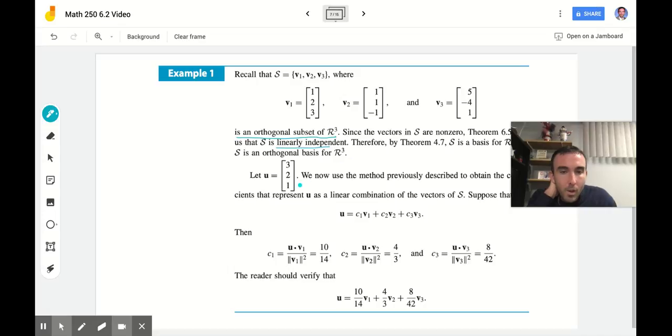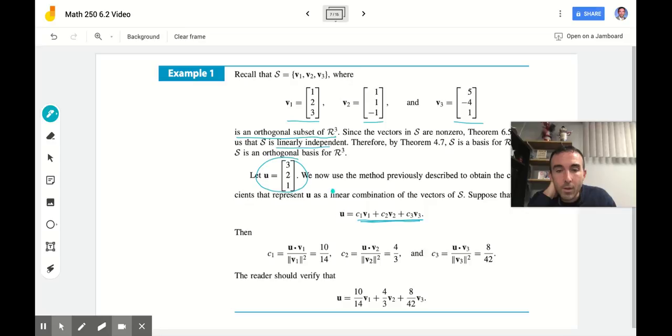So now the question is, is there a way that we can rewrite this other vector, 3, 2, 1, as a linear combination of the three vectors in the orthogonal basis? And we want to do this without any methods we previously learned back in chapter 1. We just want to use some of the work we've come up with in the vectors unit.